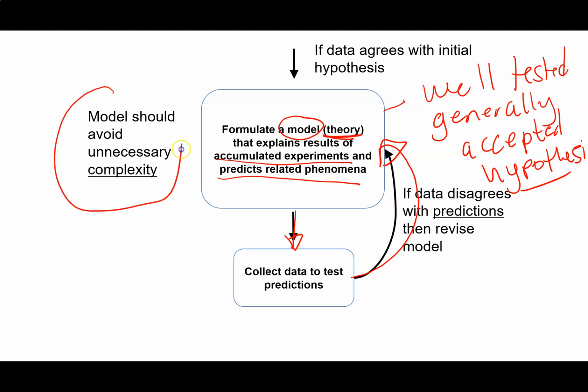Now, good models are simple. They have an elegance around them. So scientists will often strive to create models that avoid unnecessary complexity. There's a famous quote, I think it's an Einstein quote, that says you don't really understand something until you can explain it to your grandmother. So that's the idea that scientists have in the back of their mind. If it's horribly complex, we probably don't understand it well.